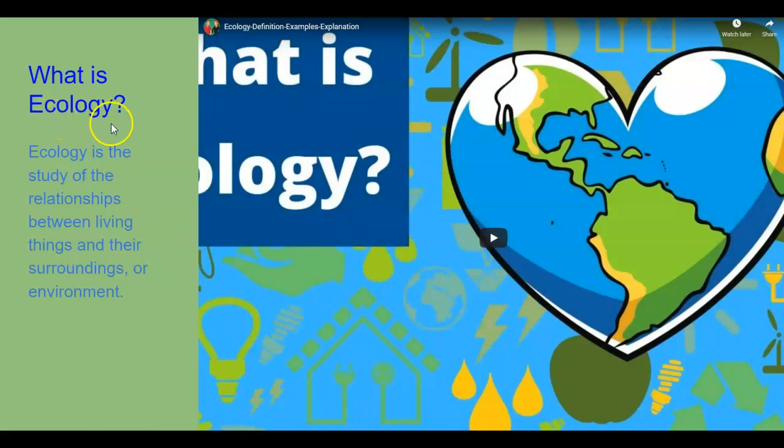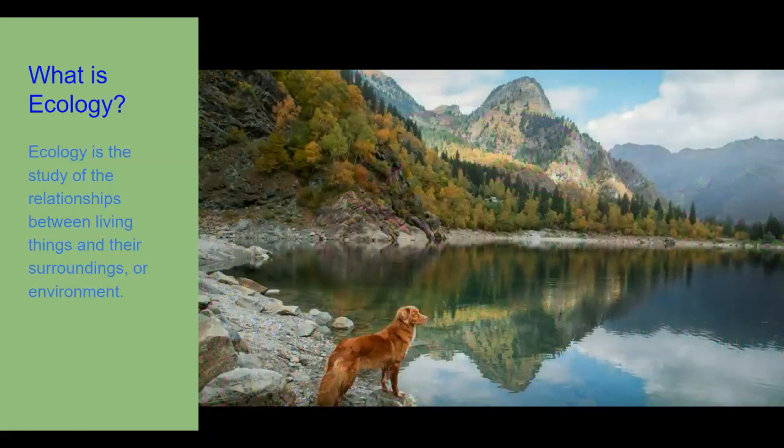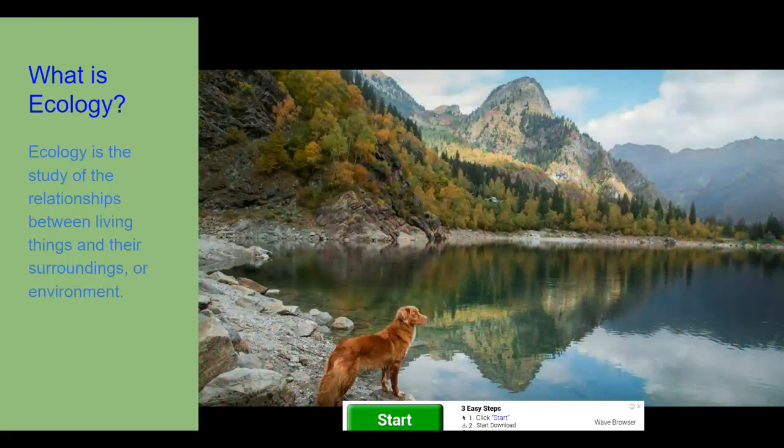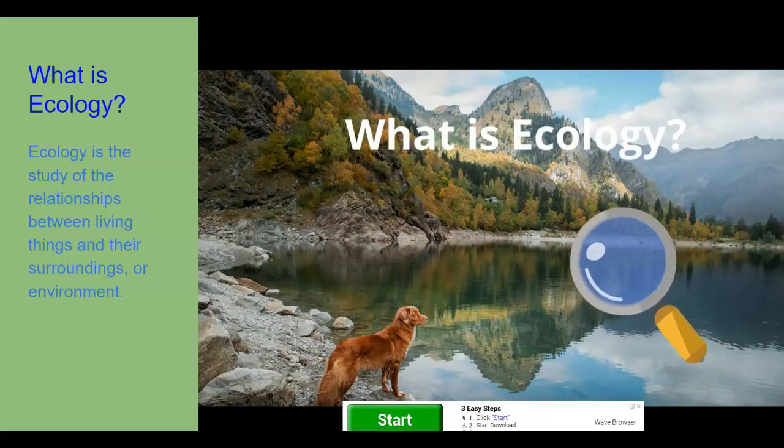So it says, what is ecology? Ecology is the study. So remember I said that ology means the study of something. Ecology is the study of the relationships between living things and their surroundings or environment. Here in just a little bit, you're going to be watching a video to understand what is ecology. How many different types of organisms do you see in this picture? Or how many different living and non-living items do you see in this picture? As you study these pictures, you begin to get a clue about what ecology is all about.